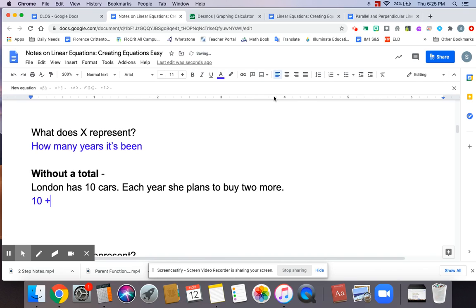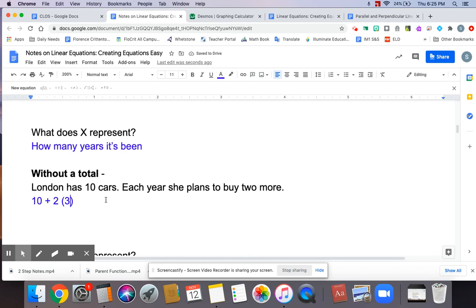Then she's going to add 2 more every year. So if 1 year has gone by, she adds it once. If another year has gone by, she adds it again. If a third year has gone by, she adds it again. Well, this 2 plus 2 plus 2 is the same thing as 2 times 3 because it's been 3 years.